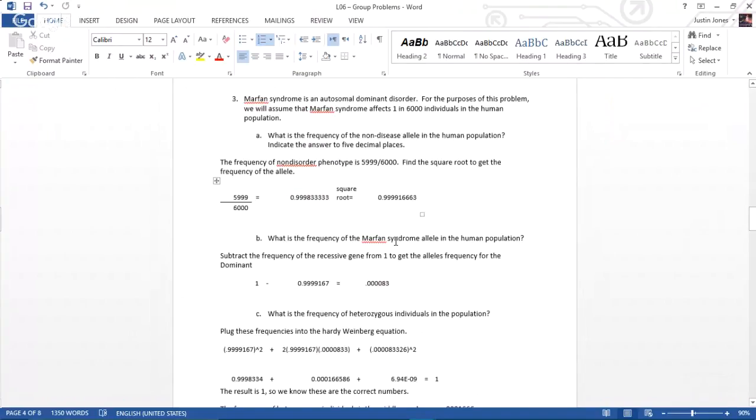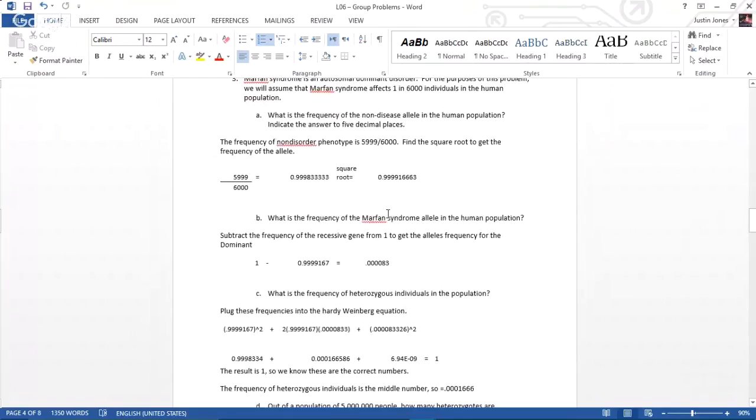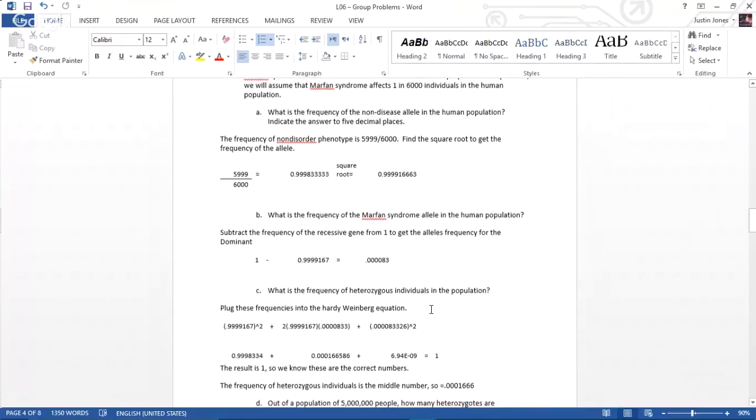So then what's the Marfan syndrome allele frequency? Same thing we did before. Take 1, subtract the recessive rate, and you get the dominant rate.